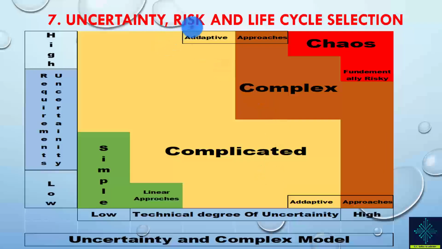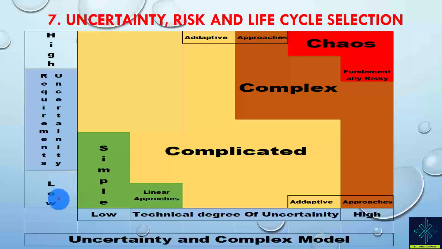Let's see some sort of uncertainty diagram or model. In this model, we define two types of uncertainty. One is the technical degree of uncertainty related to us as a team. We are not sure how technically we would implement the software or that part of the project that we need. So this is related to technical issues. We also have another type of uncertainty that is related to requirements, the requirements of the customer or the stakeholders. So we have technical degree of uncertainty versus requirements uncertainty.